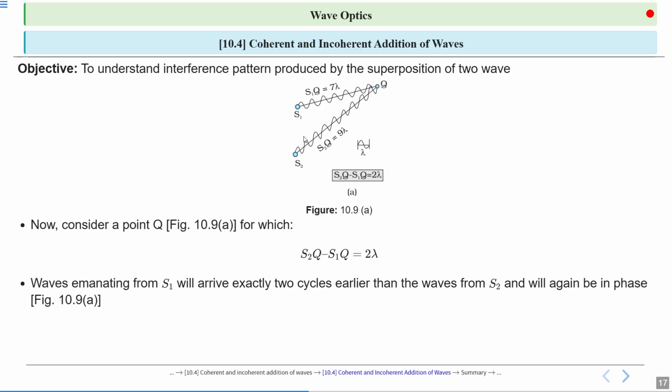Waves emerging from S1 will reach 2 cycles earlier, because the difference is 2 lambda. 1 lambda is 1 wavelength, which means 1 cycle. So it will reach 2 cycles earlier than the waves emerging from S2. So again it is in phase.